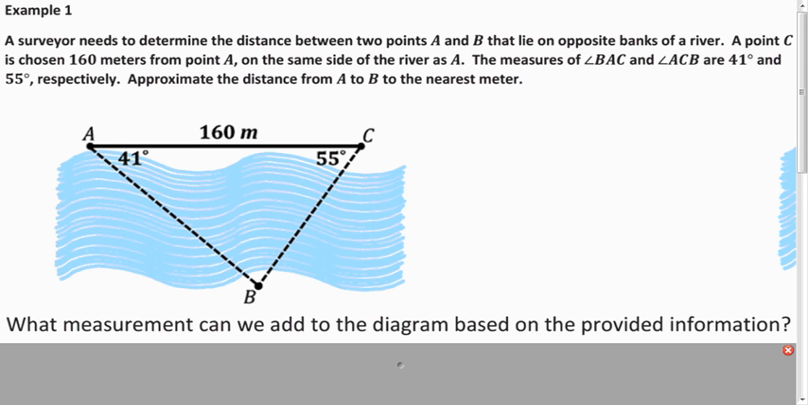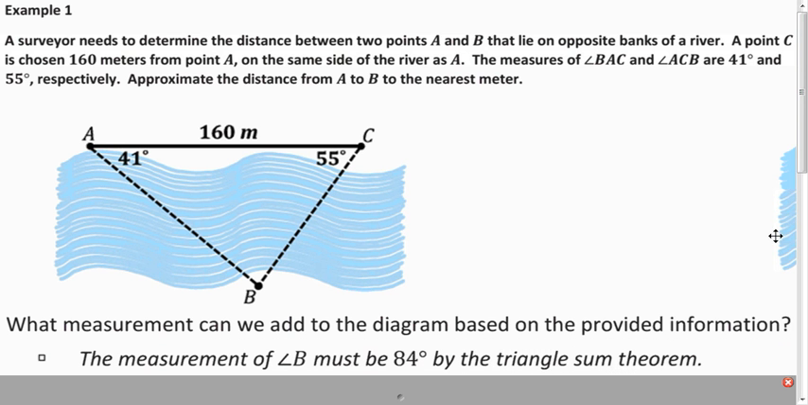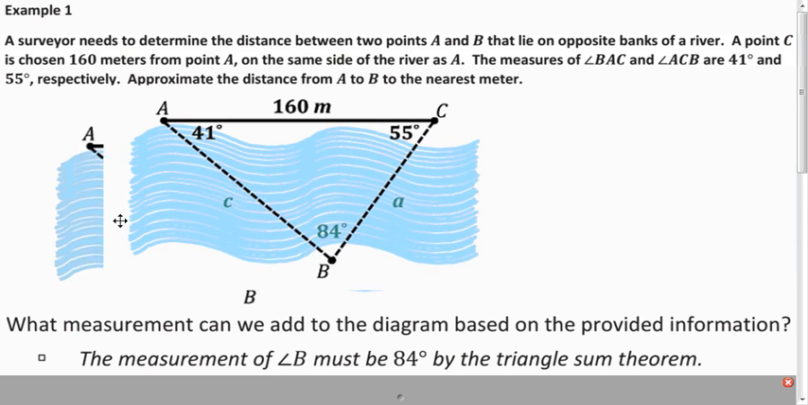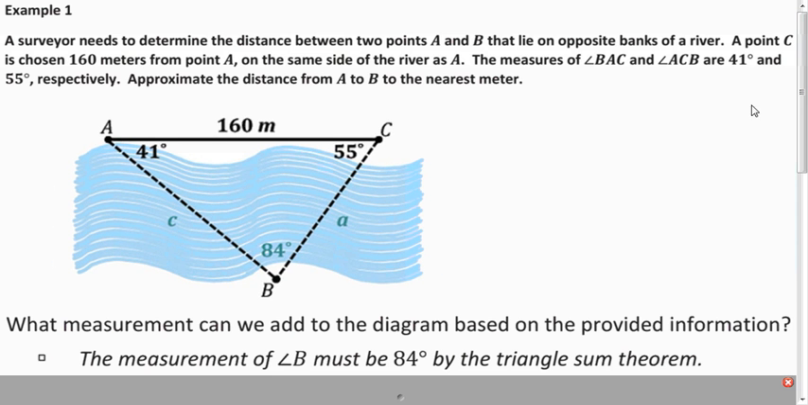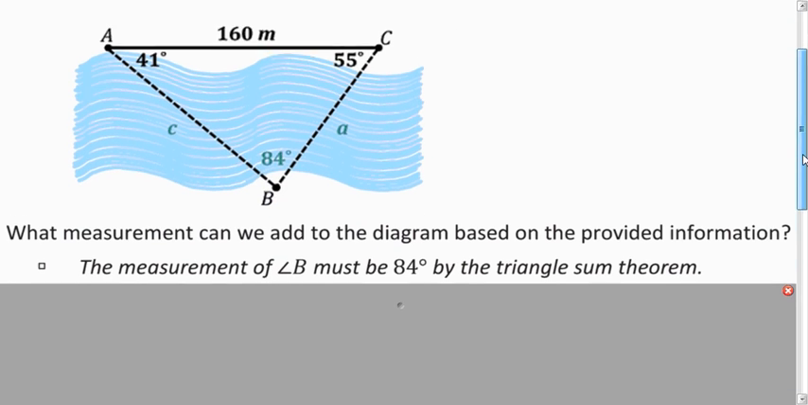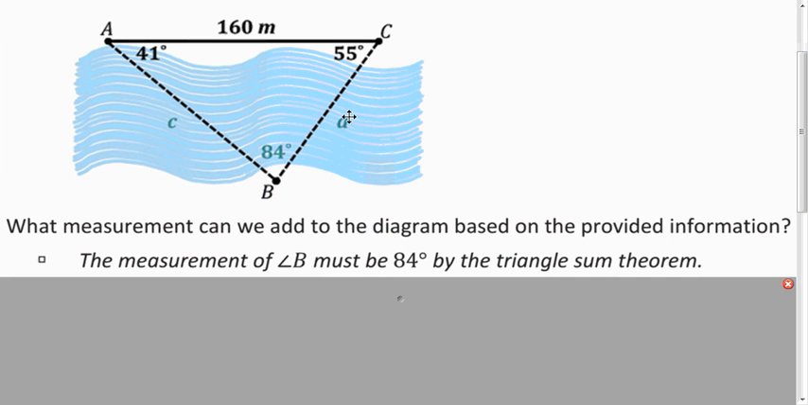So here's a problem. We have these two angles and this distance, and we want to figure out the distance from A to B. So what can we add on here? What measurement can we add on the diagram? Well, we know that angle B has to be 84 degrees. And let's label our opposite sides appropriately. Right? If this is angle A, this must be little a. Angle C, it's got to be that little c.